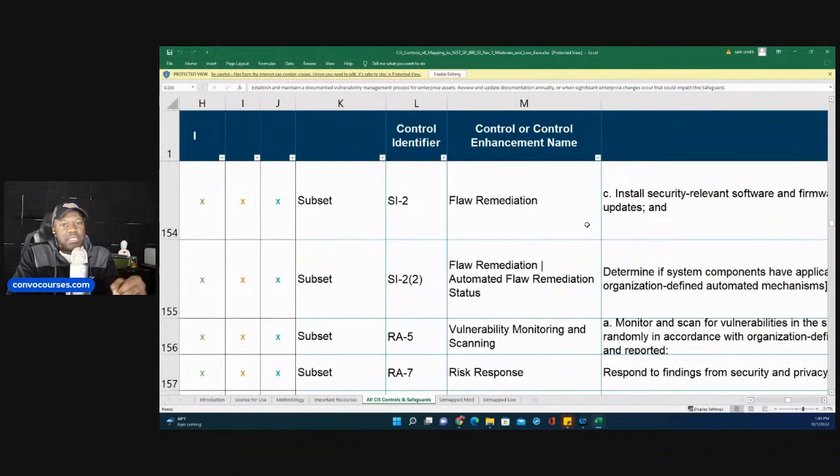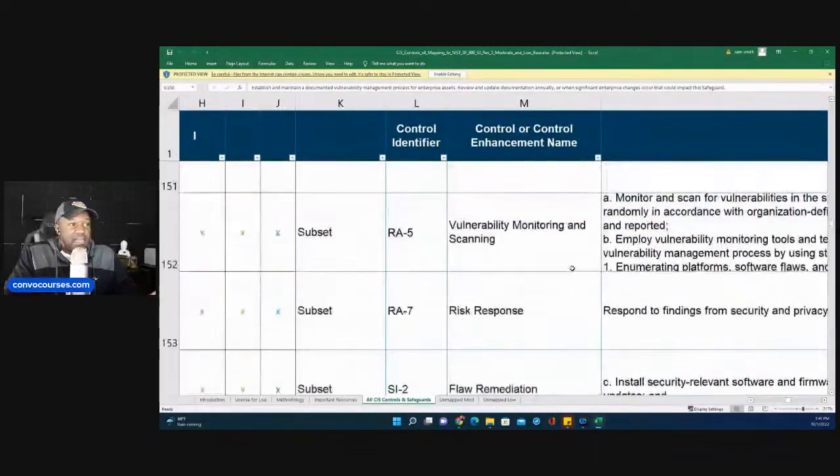Flaw remediation means, let's say Windows 7, going back pretty far, but Windows 7 has a 0-day exploit. We have to fix that flaw. So flaw remediation SI2 means that we have a process in place where we will install the relevant software to patch that system, to fix the firmware or the software or whatever updates we need. So yeah, you could see it clearly maps.